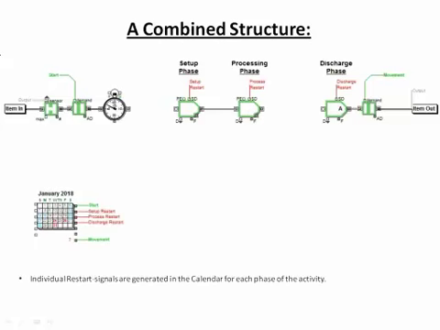The calendar block now sets up and generates our three event signals: the setup restart, the process restart, and the discharge restart. Because when we choose to restart the process, we can have different response generators or different signals that choose to restart when you're in setup versus those that choose to restart when you're in processing. We have to generate a separate signal for each phase.